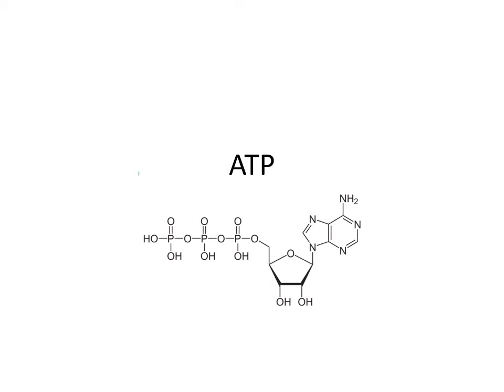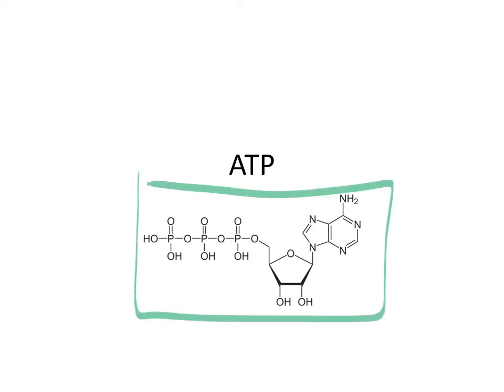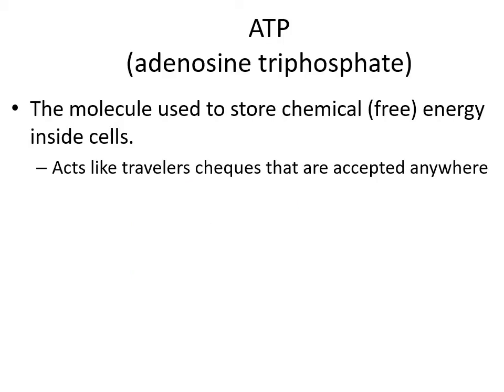ATP. Here's the molecule right here, and we'll talk about what it is and how it's used. So, adenosine triphosphate is the name, ATP for short. This is essentially used as a storage of free energy. And remember, when we say free energy, we're talking about the ability to do work. So this molecule essentially stores energy so that we can get work done.